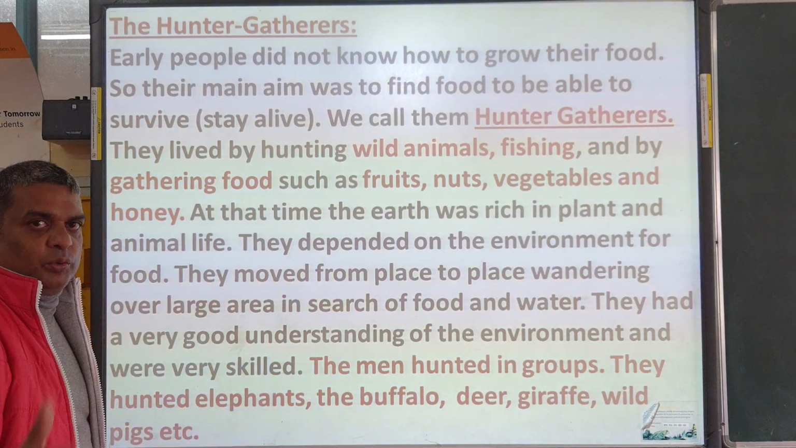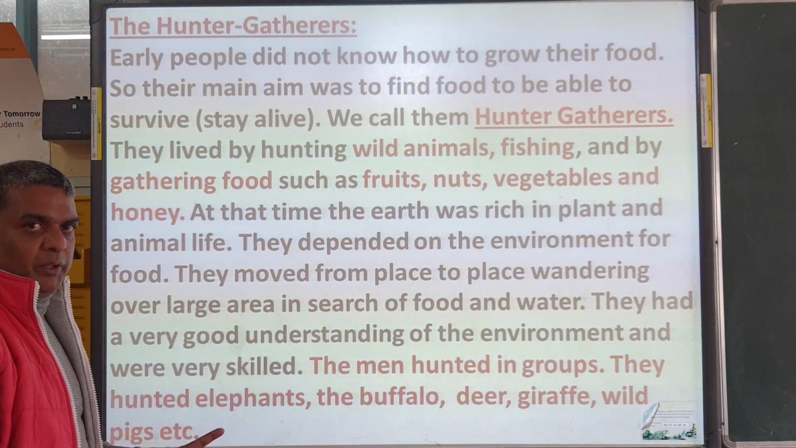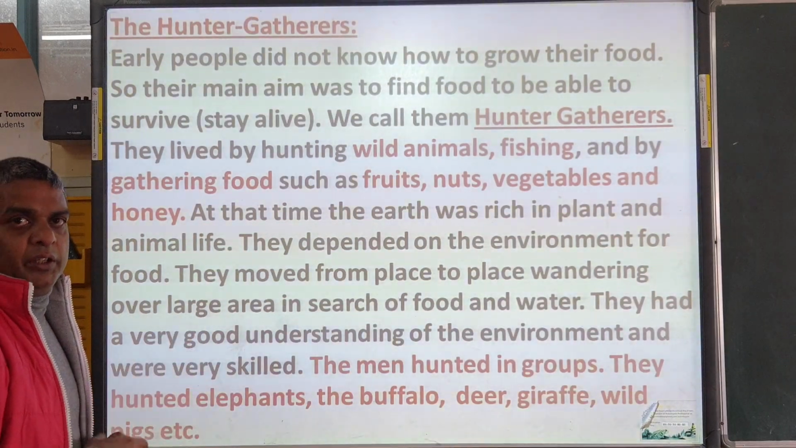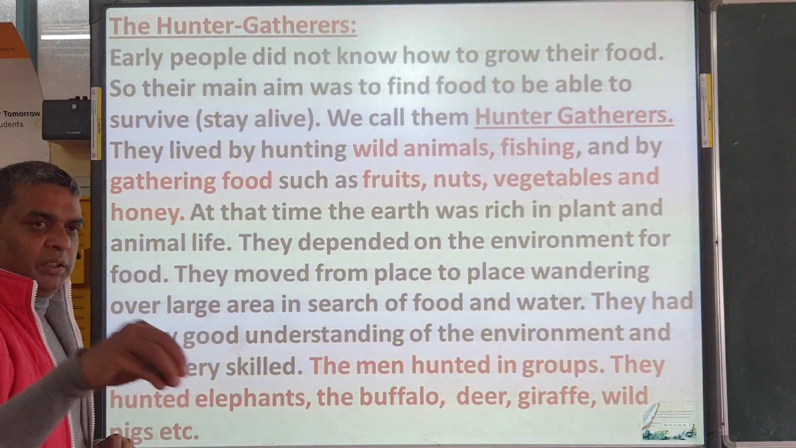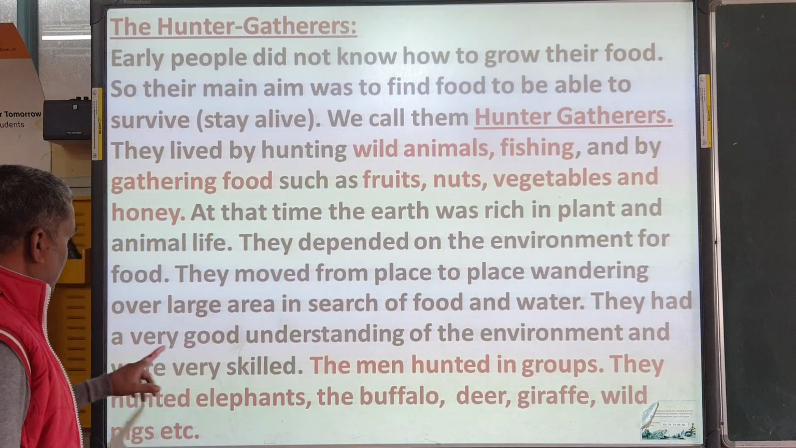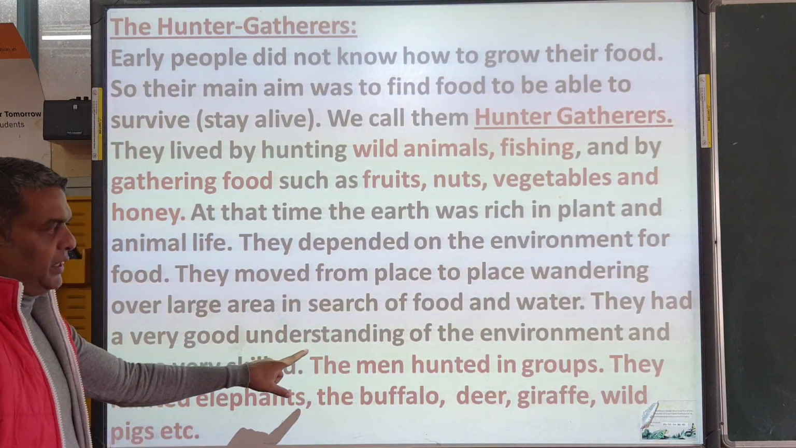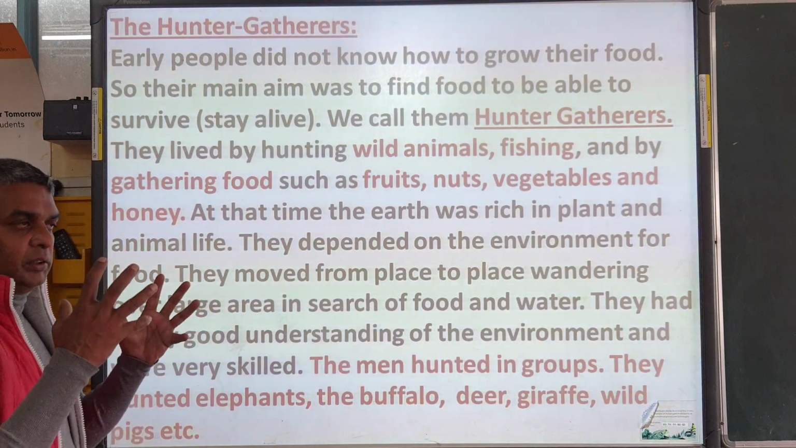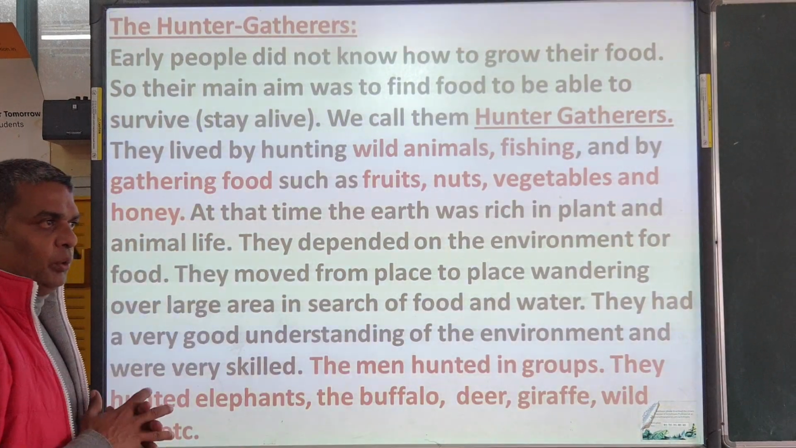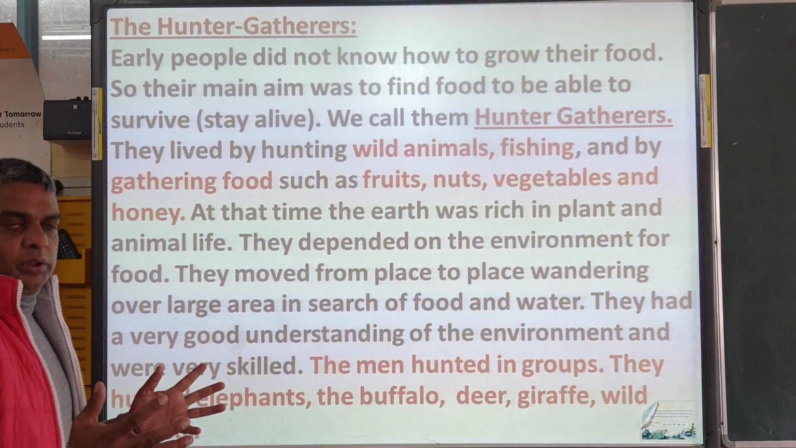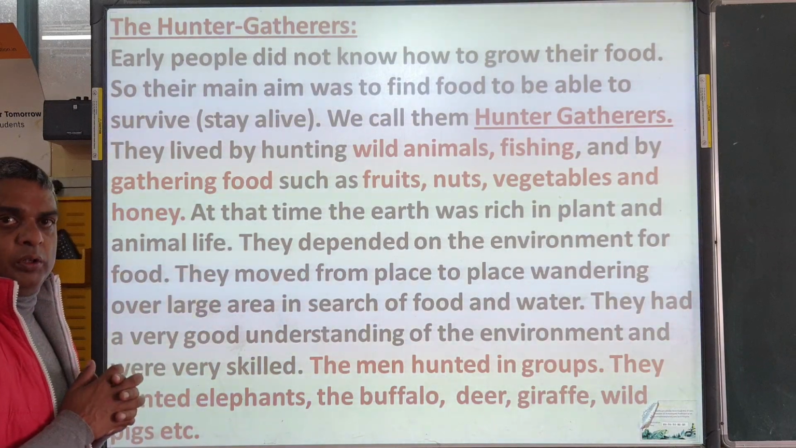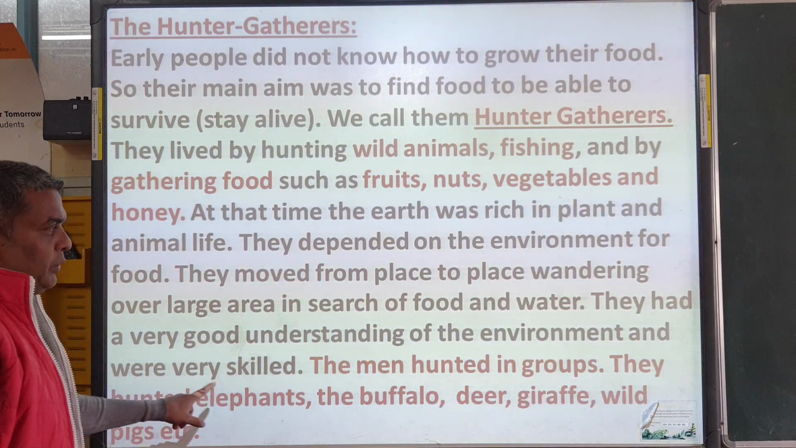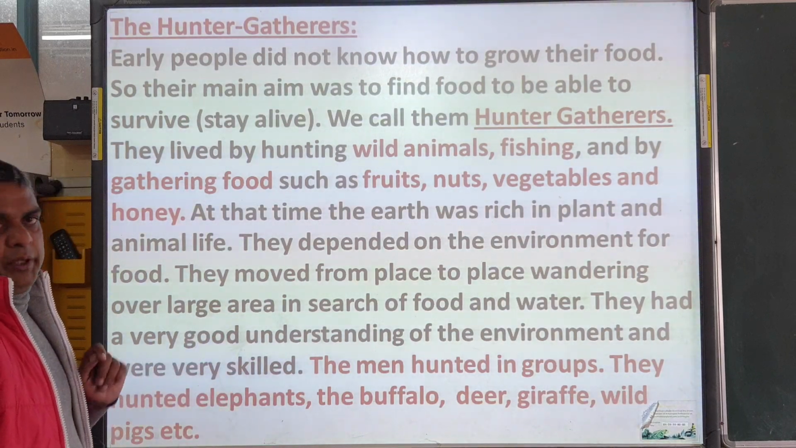They moved from one place to another. They did not settle in one place, like we have a permanent home, an address. That time they did not have that. They just moved and then came back. They had a very good understanding of the environment. They learned, they saw that it rained now, so what they should do. The vegetable was raw, now it has become dry. That is why they were called skilled people.